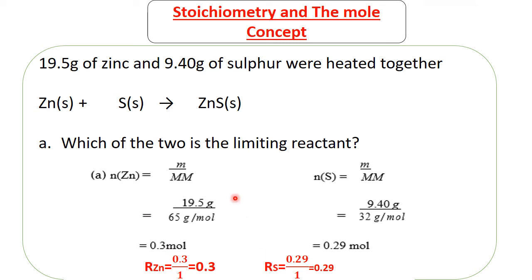Then we go to sulfur. Again, it's moles divided by the coefficient here, 1. So when you divide, you get 0.29. So this one still is the limiting reagent because it's smaller than this.